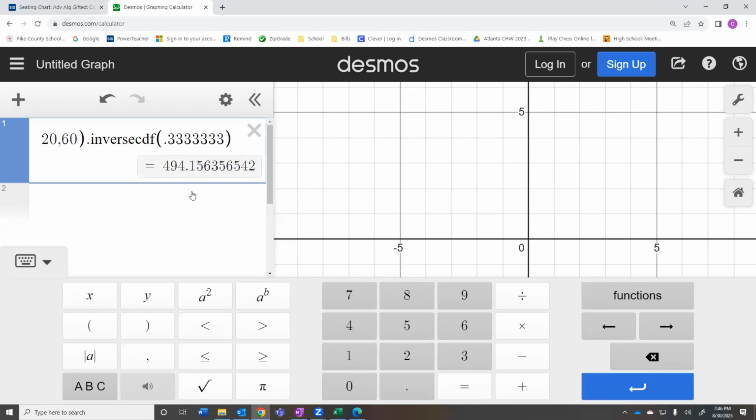And 33.3%, the threes just really keep going. So we can type as many threes as we want. So what score is going to give me a score that would be better than 33.3% of the people that took the SAT? 494. A 494 would be better than 1/3 of the people that took the SAT.